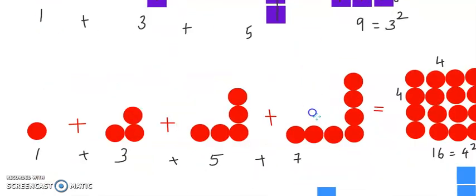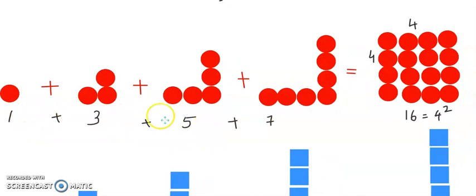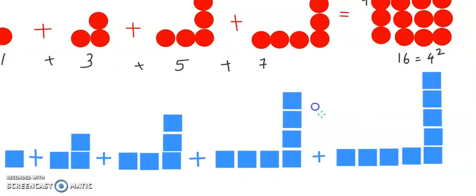Yes. Next, when I'm adding four odd numbers, that is 1, 3, 5 and 7. So I'm taking odd numbers from 1 to 7. I've taken 4 odd numbers. When I'm adding them, am I getting 4 square? Yes. So let's do the next one.